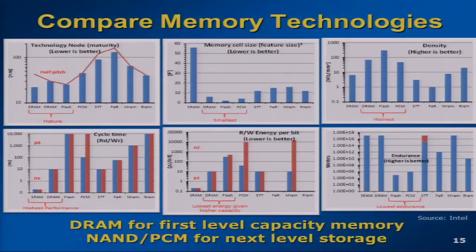Putting it all together, 10 years from now, if we are going to build a system for Lawrence Berkeley Lab, my bet right now, by looking at it, is the DRAM for the first level for the high capacity memory, followed by NAND and PCM as the next level storage, simply because of the maturity. That doesn't mean that the other technologies are not there.